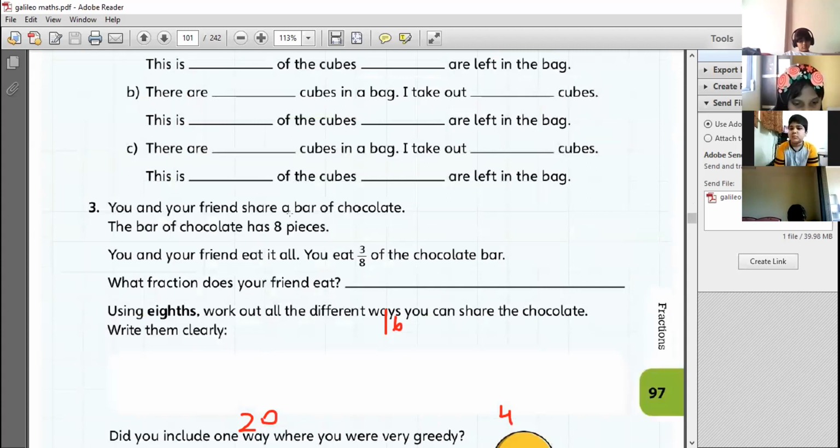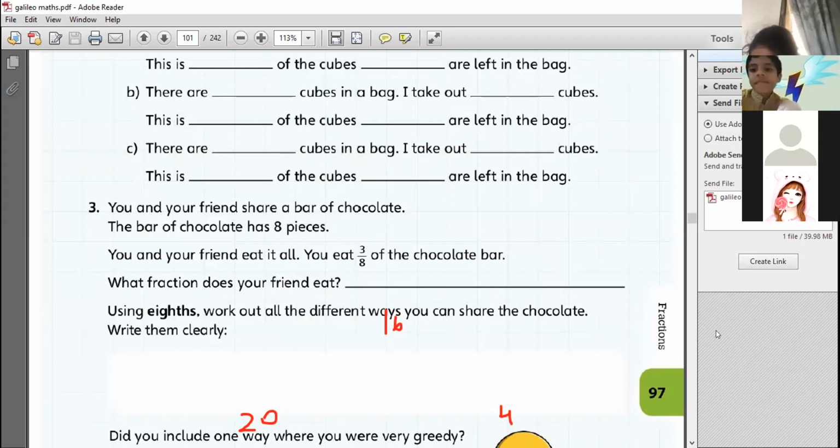Then we did the bar of chocolate with 8 pieces. You and your friend eat it all. You eat 3/8. How much will your friend get? There were 8 pieces, 3 pieces are eaten by you. So how much will your friend get? Five. I asked you for a fraction. You have to give me the answer in fraction, meaning numerator upon denominator. Then we did different ways of five upon eight. This all we have done.